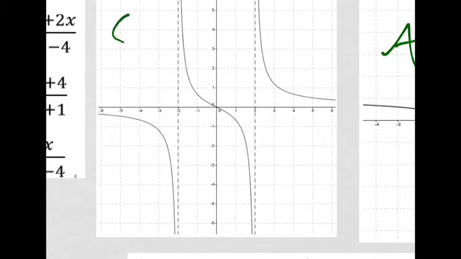Nice. Make sense? Okay, you understand the difference of how to find out whether something is a point of discontinuity or an asymptote? It's based on factoring and canceling.